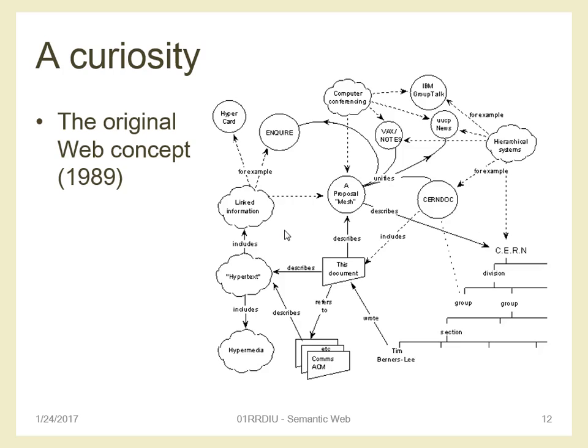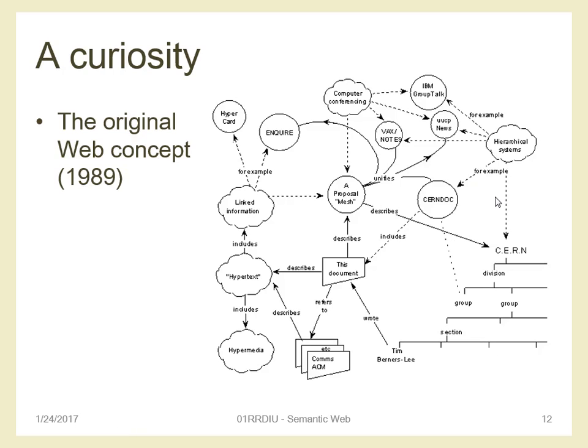Please note that this is just a curiosity. This is something that Tim Berners-Lee published in 1989 about the original concept of the web. The original concept of the web is not different from what we have seen here. You see that all the nodes have different forms because they represent different things. They can represent documents or concepts or actions and so on. And also the links have a semantics on them.